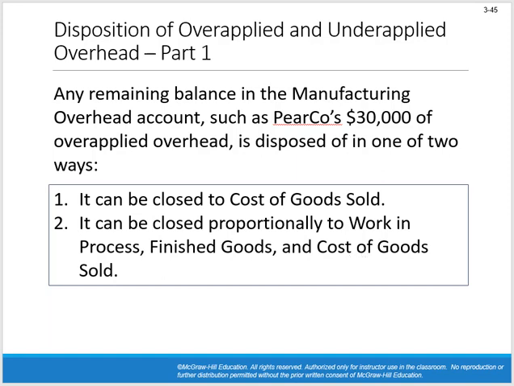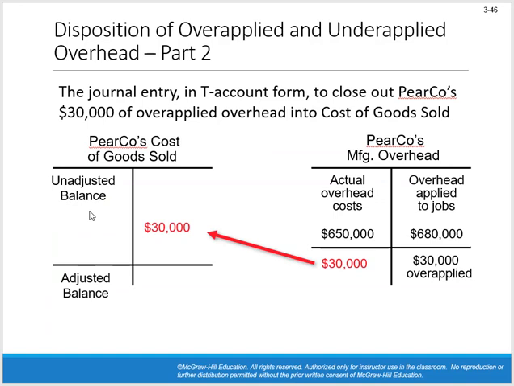So let's take a look at it just doing it the first way. So the journal entry in T account to close out Paraco's 30,000 of over-applied overhead. So remember, we've got 30,000 extra on the credit side. So to make that go away, we're going to debit MO and then credit COGS. So that's going to bring our COGS down. So we're reducing our cost of goods sold expense. So when we reduce the expense, what does that do to our net income? It's going to go up.